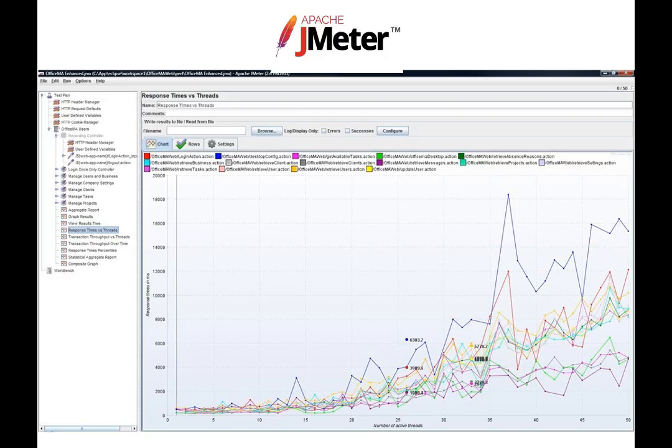Little example screenshot from JMeter there. It might be a good idea just to open the slide up in PowerPoint and have a closer look, but you can see it's a lot of the typical statistics we've mentioned already.